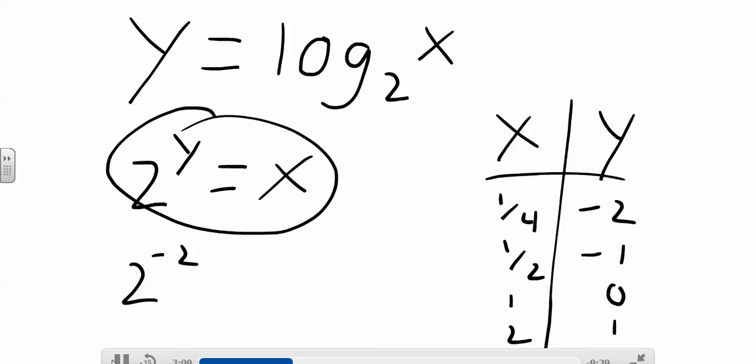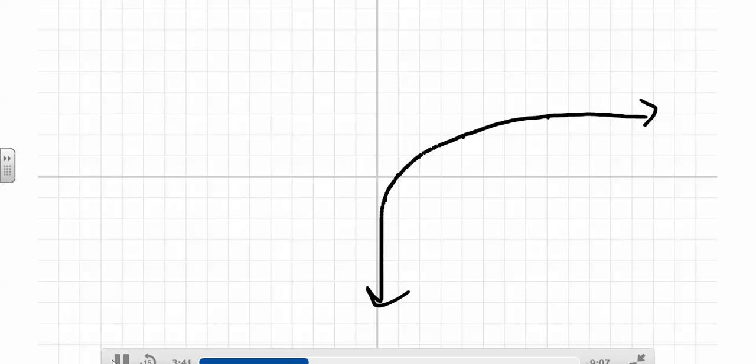And I'm going to plot those. So 1/4, I'm down at -2, somewhere around there. 1/2 is -1, 1, 0, 2, 1, 4, 2. If I kept going, 8 would be 3. So 1, 2, 3, 4, 5, 6, 7, 8, we'll be up at 3. So what I get for a graph is something that looks like this. Really quick, let me fix this graph a little bit, to make sure it doesn't look like it comes back down. The graph's going to keep increasing.